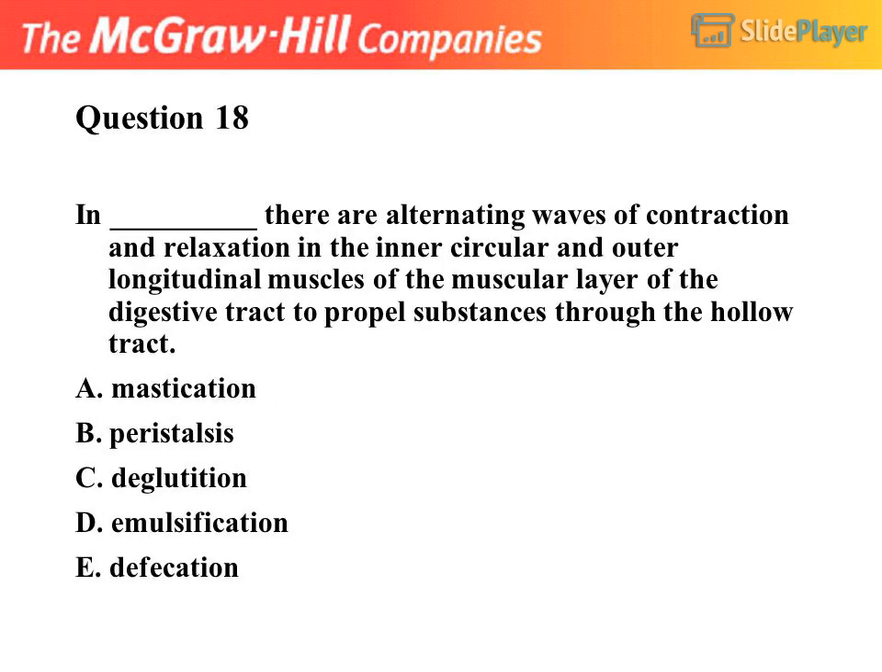Question 18. In underscore there are alternating waves of contraction and relaxation in the inner circular and outer longitudinal muscles of the muscular layer of the digestive tract to propel substances through the hollow tract. A. Mastication. B. Peristalsis. C. Deglutition. D. Emulsification. E. Defecation.